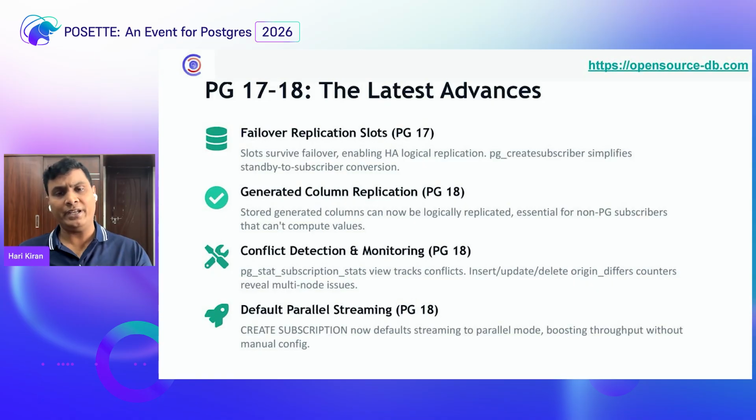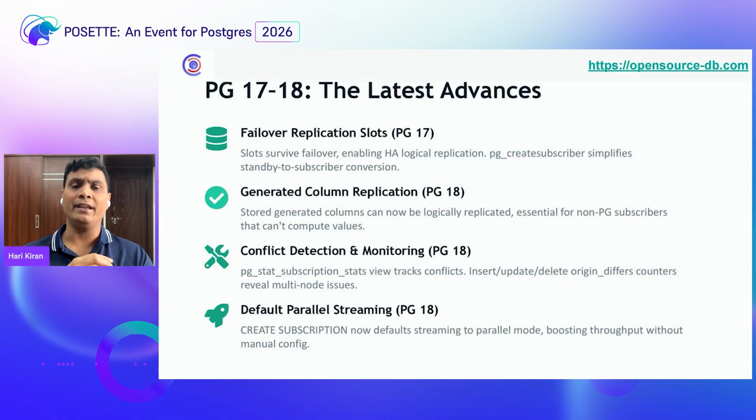And then in PG18, the headline for logical replication is conflict detection and monitoring. The new pg_stat_subscription_stats views give you per subscription counters for different conflict types: insert conflicts where a row already exists, update conflicts where the origin differs, and missing row conflicts. This visibility is essential if you are running any kind of multi-node topology.